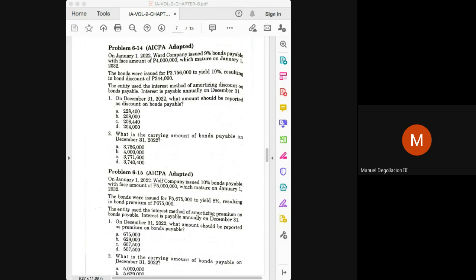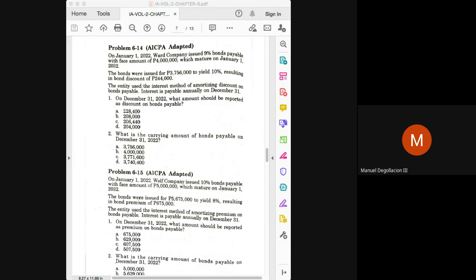We are required to spread out the discount over the term of the bond. So, in accounting, this loss is basically viewed as an additional interest expense on your part, because essentially anything you pay in excess of what you have received is considered interest. You only receive 3,756,000, but you will have to pay 4 million.